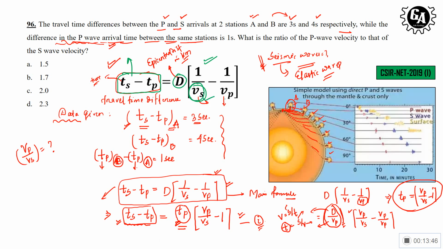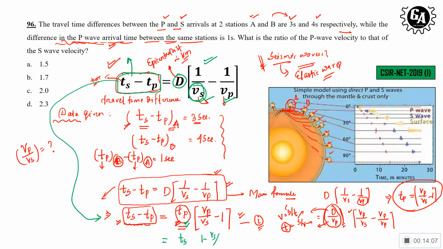Okay, and from this main formula we derived this one. We derived this one in Tp format, in P wave velocity format. If we derive it in S wave terms, what would the equation be? Then this would be Ts = 1 minus Vs by Vp.